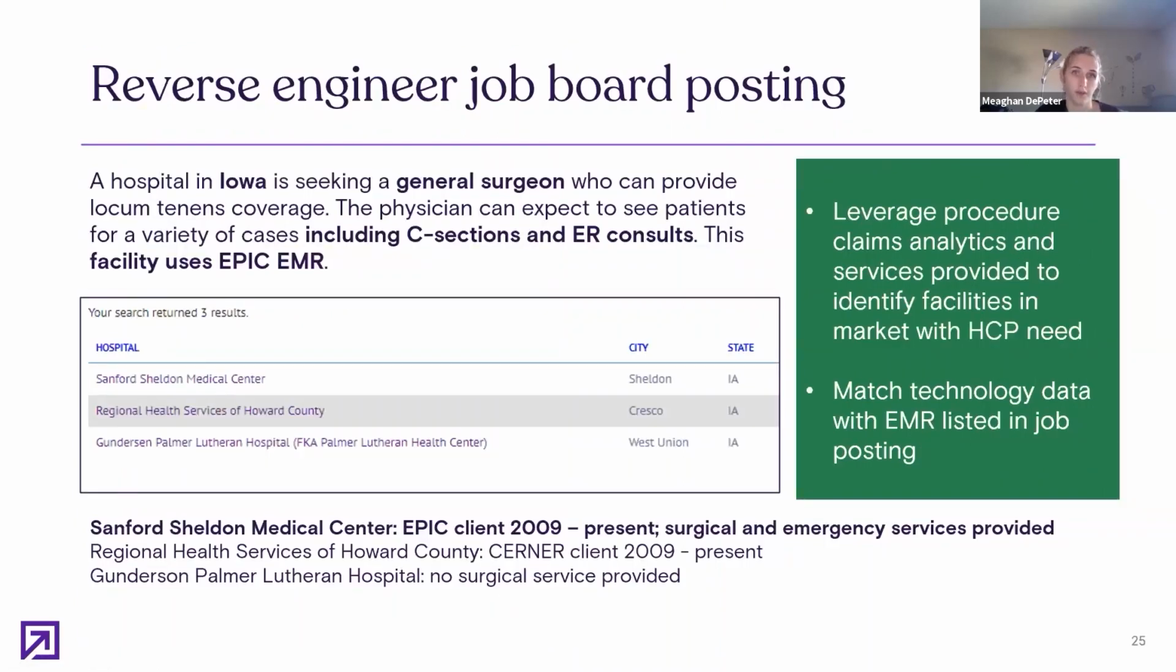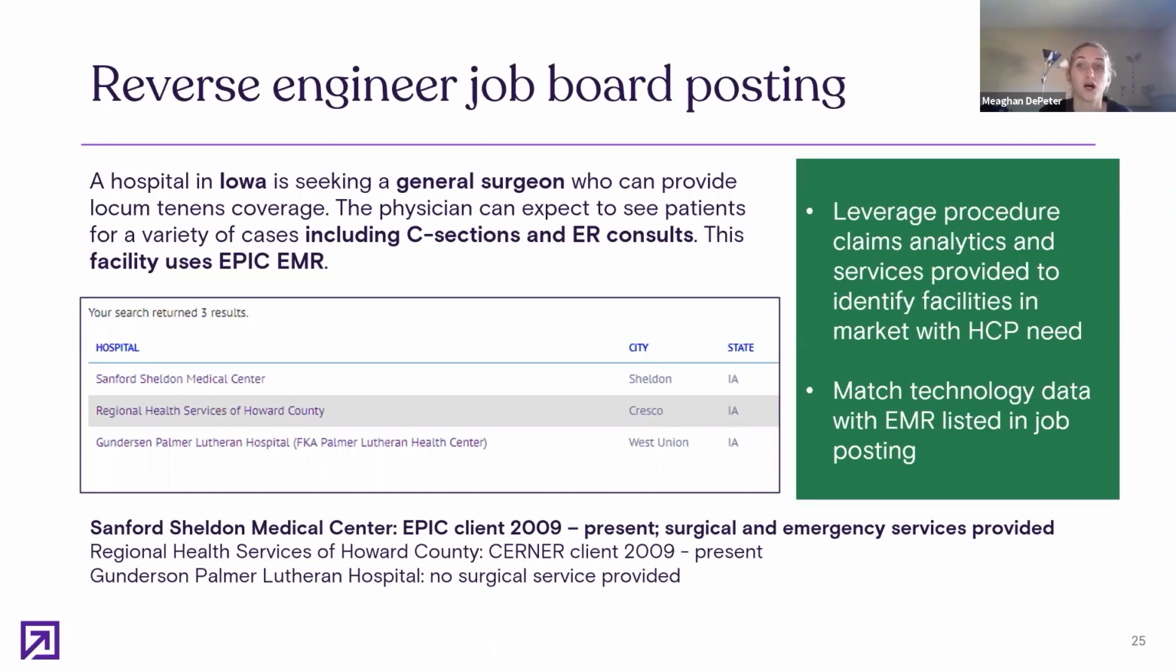Now, let's pivot a little bit to how else you can use Definitive Healthcare to recruit and staff in a physician shortage. And that is for reverse engineering job board postings. Imagine that you see a hospital in Iowa and they're seeking a general surgeon who can provide locum tenens coverage. The physician can expect to see patients for a variety of cases, including C-sections and ER consults. The facility uses Epic EMR.